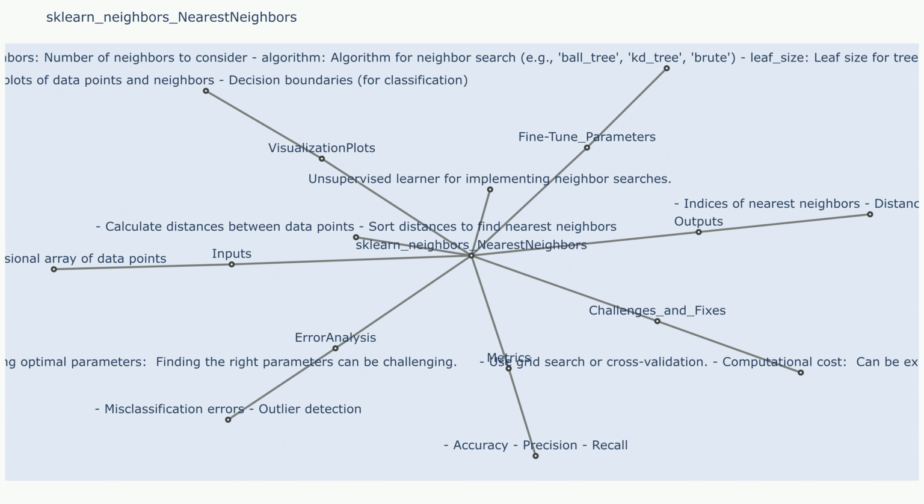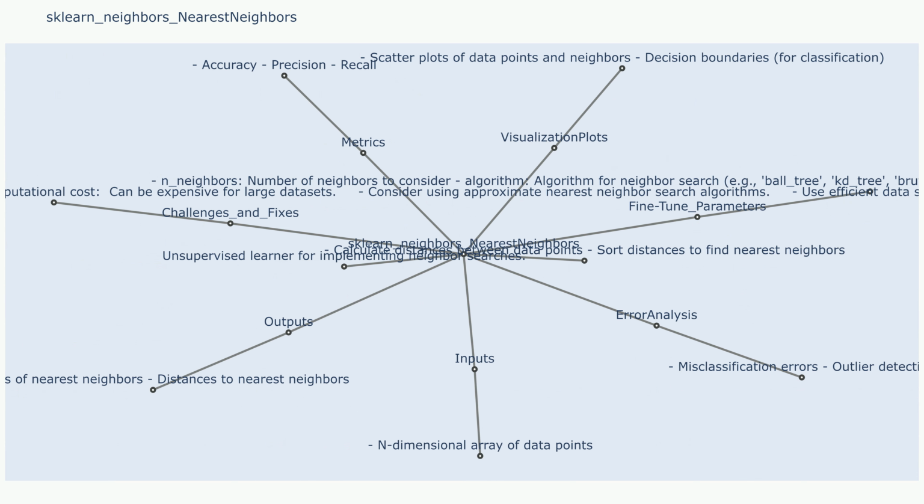Fixes to challenge 4. Oversampling or undersampling. Apply techniques like oversampling the minority class or undersampling the majority class to balance the dataset and improve the performance of nearest neighbor algorithms. Cost-sensitive learning. Assign different costs to misclassification errors based on the class imbalance.